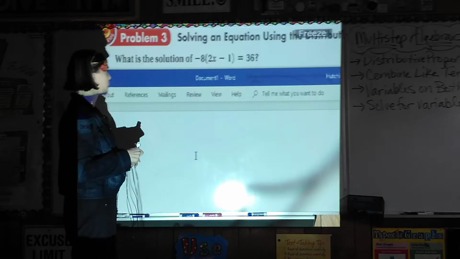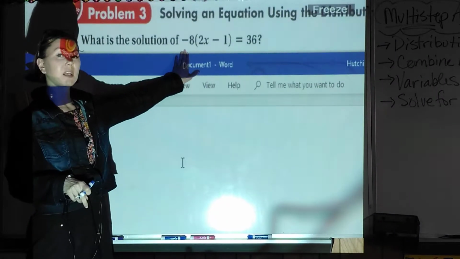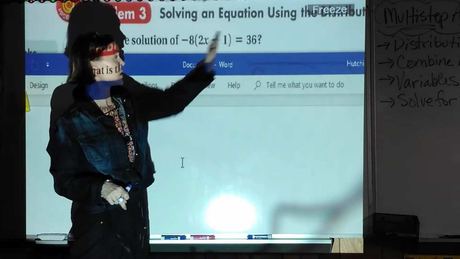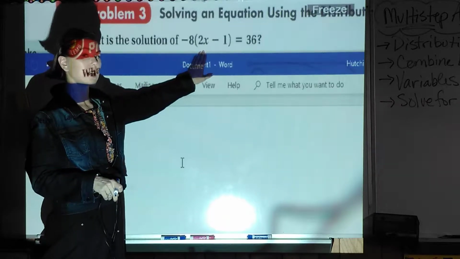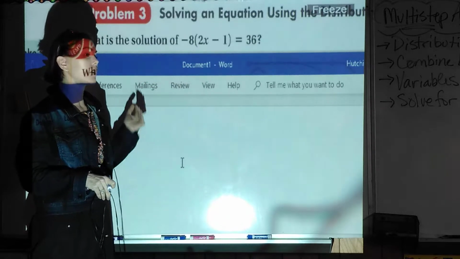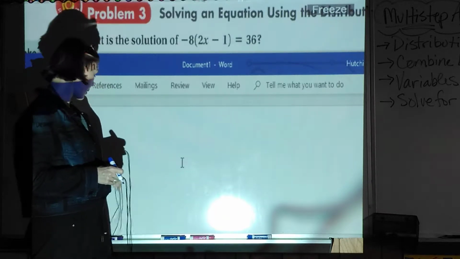which is the distributive property. Here's an equation, so I need you to write this down, which is -8 times, these parentheses mean multiplication, times 2x minus 1 equals 36. So the step one in solving a multi-step algebraic equation is, do we have the distributive property?